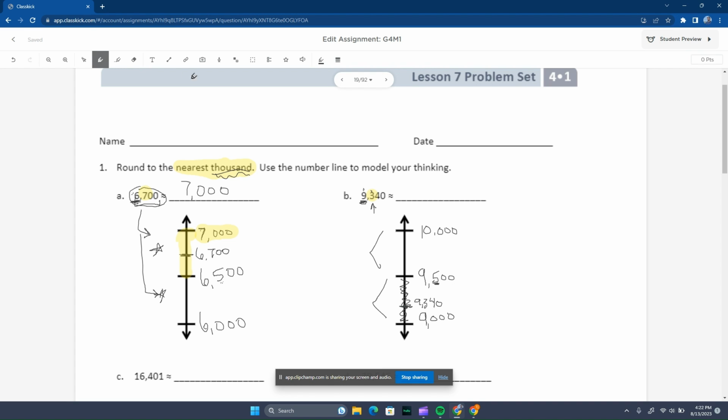Now, since we're in this lower section, below that halfway point of 9,500, we would say we round down to the amount of thousands provided. We don't deduct 1,000 down to 8,000. We just stick with the amount of thousands we have. So in this case, 9,340 would round down to 9,000.